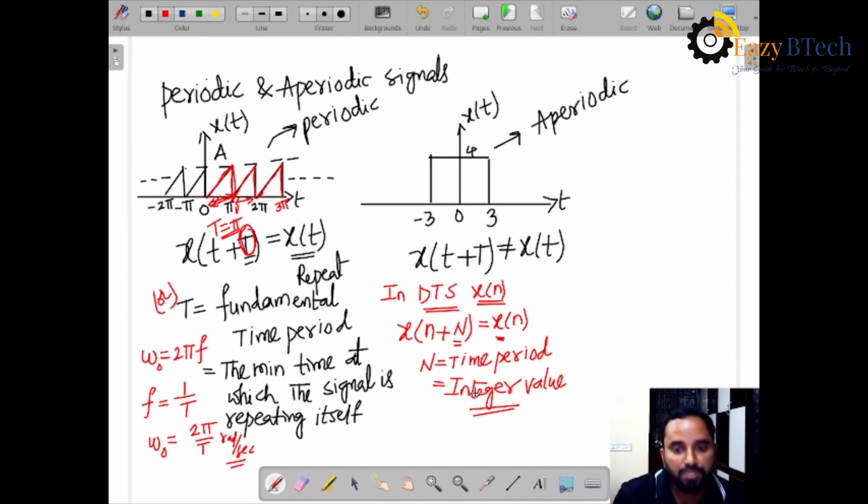Please remember this point. Otherwise, if x of n plus capital N is not equal to x of n, then it will become aperiodic. Okay. So this is about periodic and aperiodic signals.